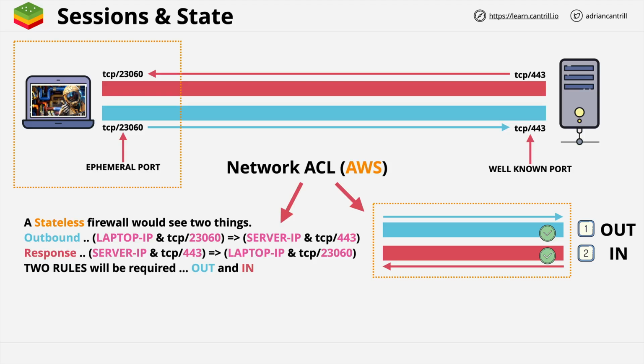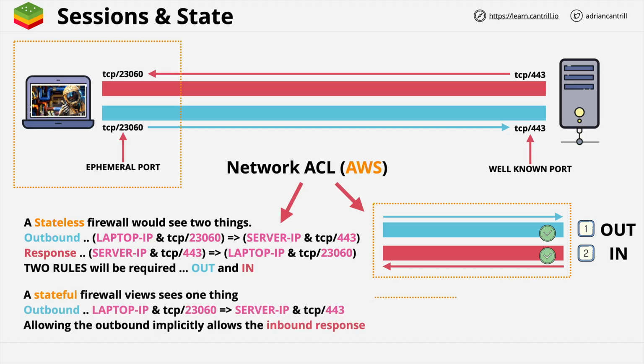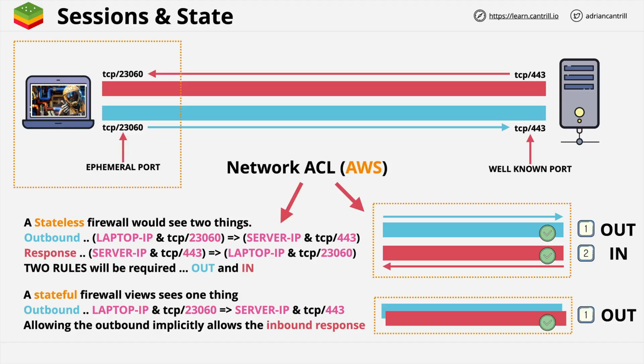Now a stateful firewall is different. This understands the state of the TCP segments. So with this, it sees the initial traffic and the response traffic as one thing. So if you allow the initiating connection, then you automatically allow the response. So in this case, if we allowed the initial outbound connection from the client laptop to the server, then the response traffic, the inbound traffic, would be automatically allowed. In AWS, this is how a security group works. The difference is that a stateful firewall understands layer 4 and the state of the traffic. It's an extension of what a stateless firewall can achieve.